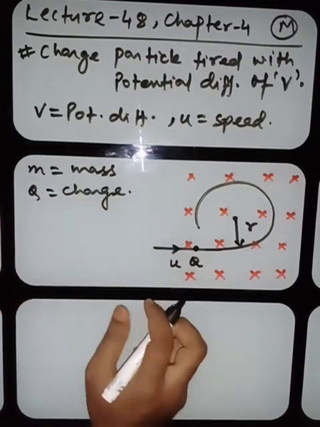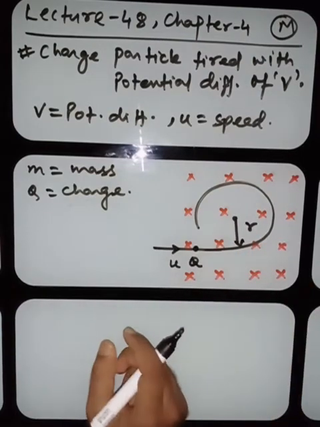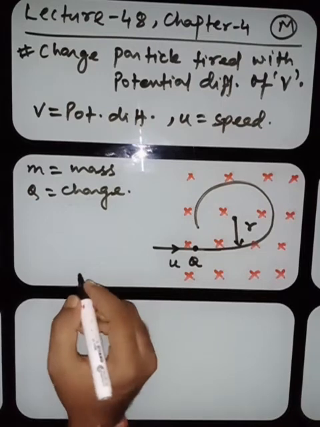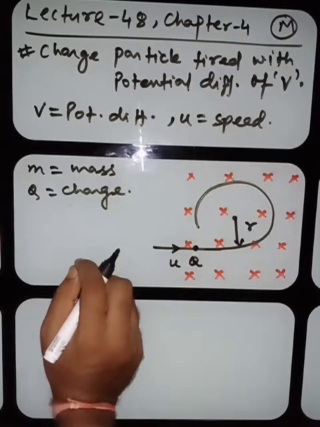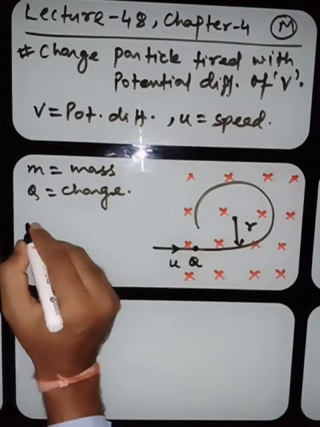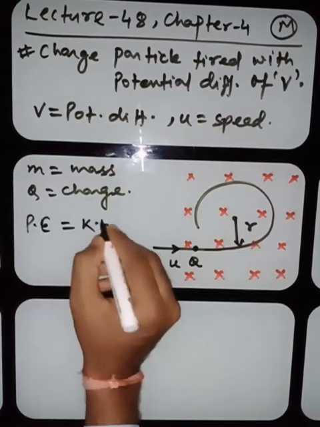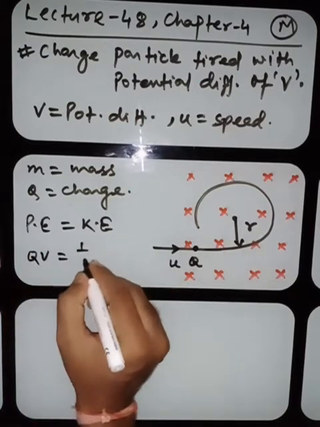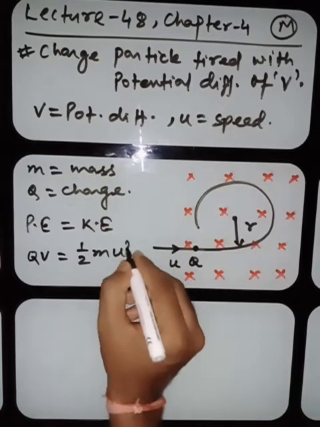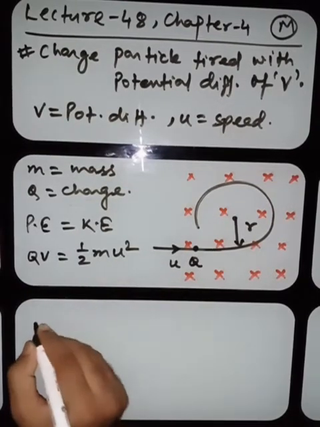All right, these are the quantities you will get, and you must mention them in your copy. Now if we project a charged particle accelerating by potential V, then potential energy will be equal to the kinetic energy. Am I right? Yes. Potential energy qV is equal to half mv square.